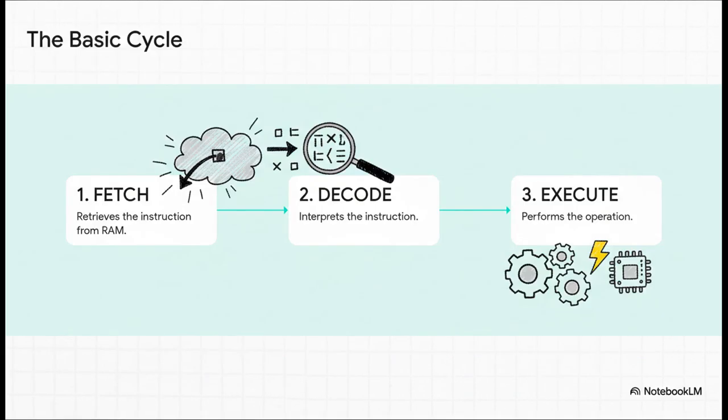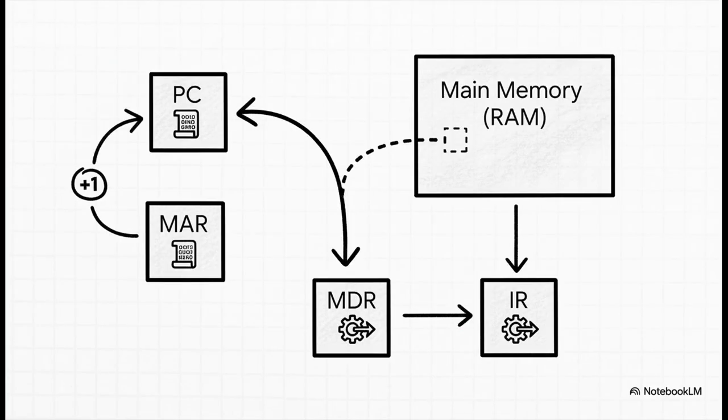And this whole process, this recipe following, it boils down to three fundamental stages. First, fetch: get the instruction. Second, decode: understand what it means. And third, execute: actually do the thing. Okay, let's break it down.